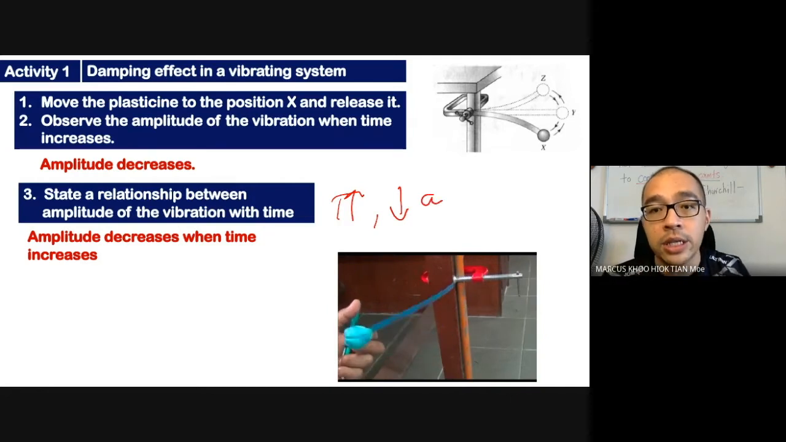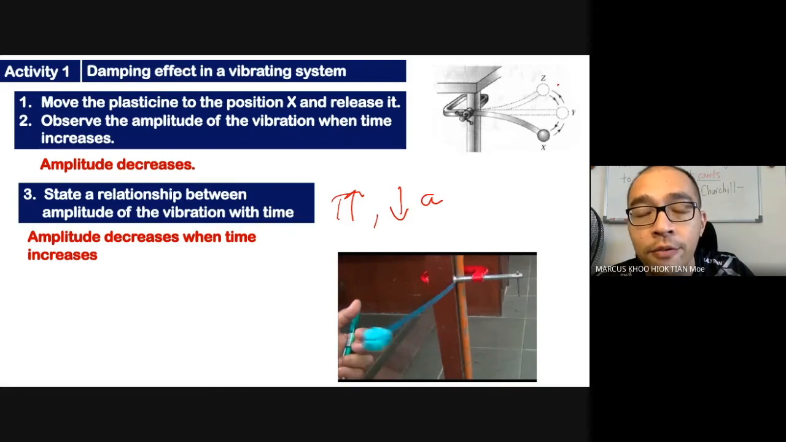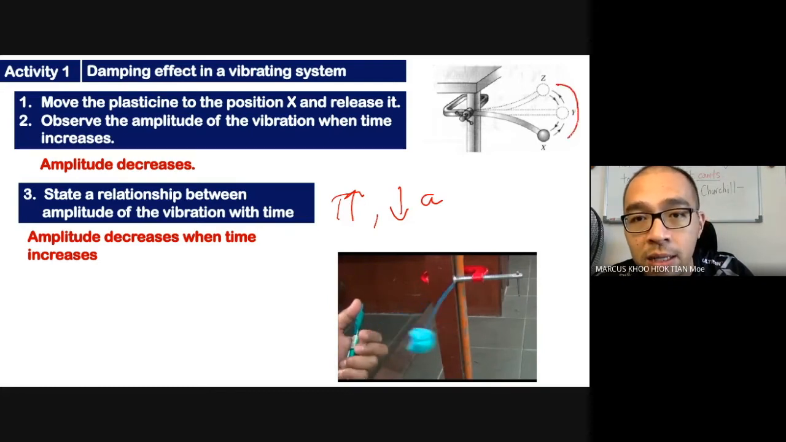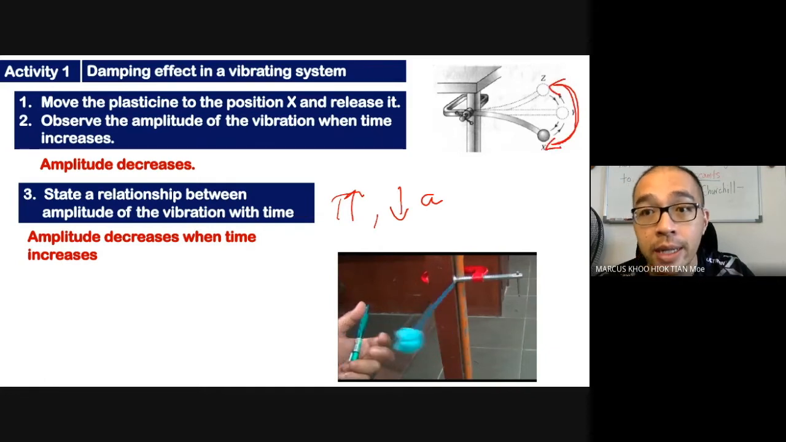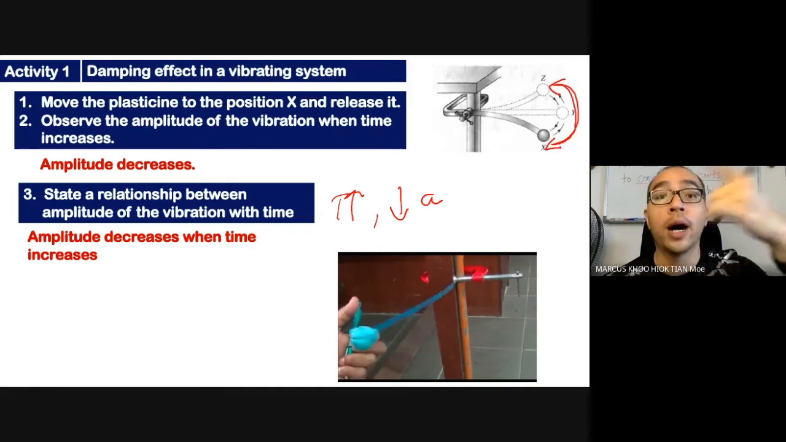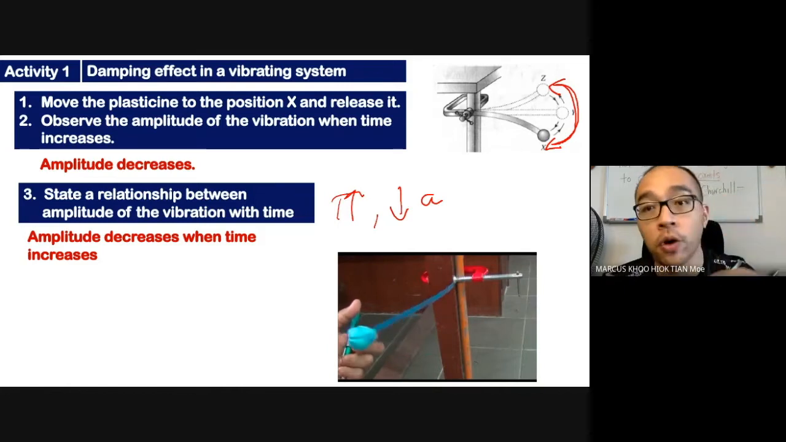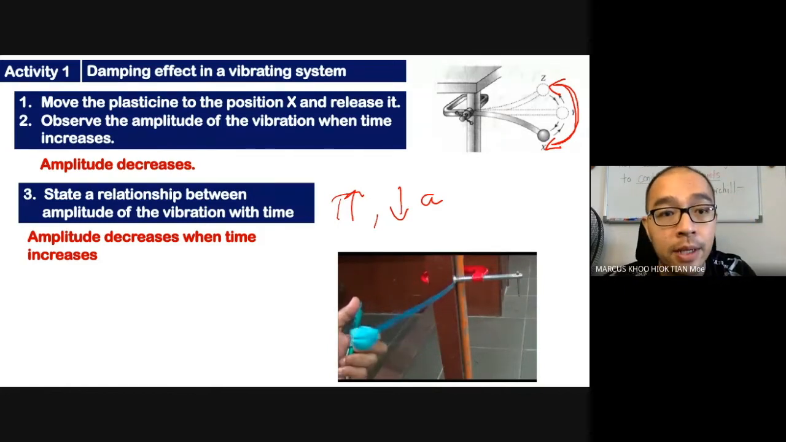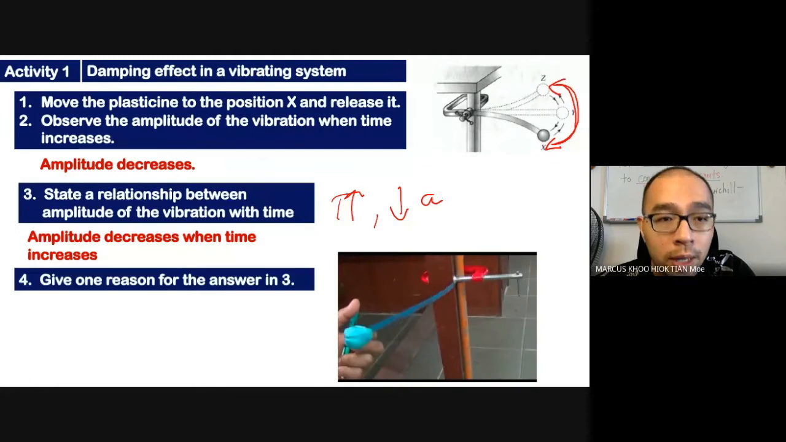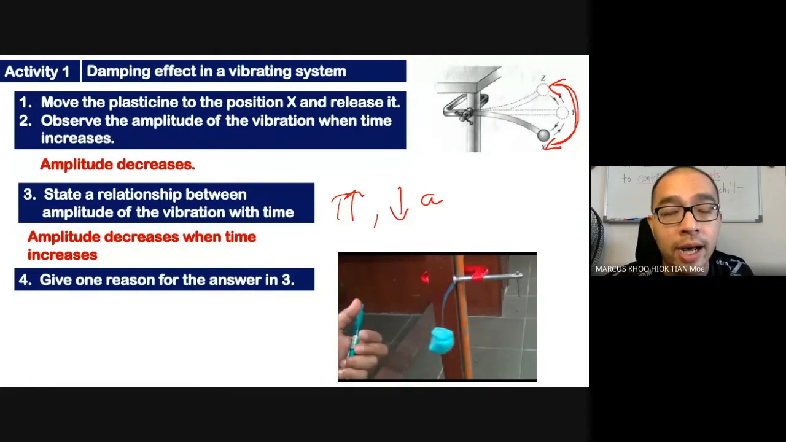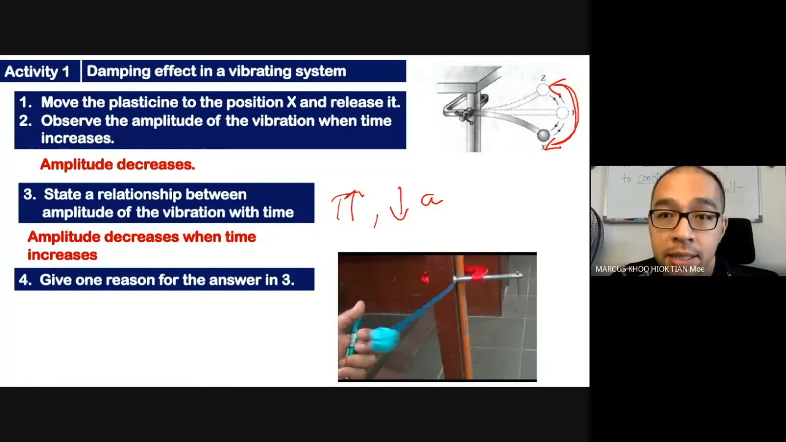And just to remind you that the period, the time for one oscillation, is from Z to X and then back to Z again. That is one oscillation, satu ayunan penuh. It must go back to the original starting position. So what is a possible reason for the answer in 3? Ethan has the right answer just now.